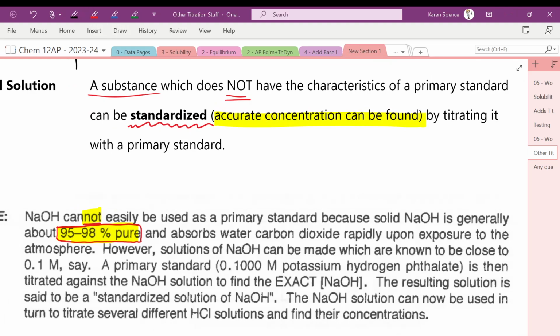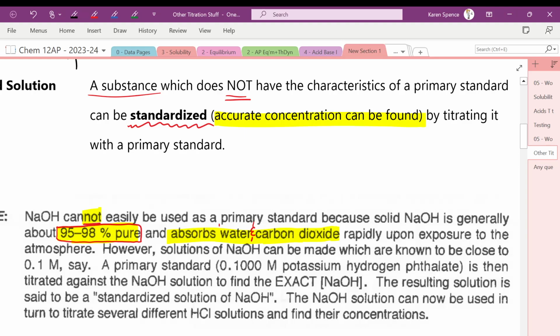Also, it absorbs water. It's missing an "and." Look, Hebden has typos too. And carbon dioxide. Absorbs water and carbon dioxide. Sorry, I put the "and" in the wrong place. Water and carbon dioxide. There we go, that's better. Rapidly upon exposure to the atmosphere.